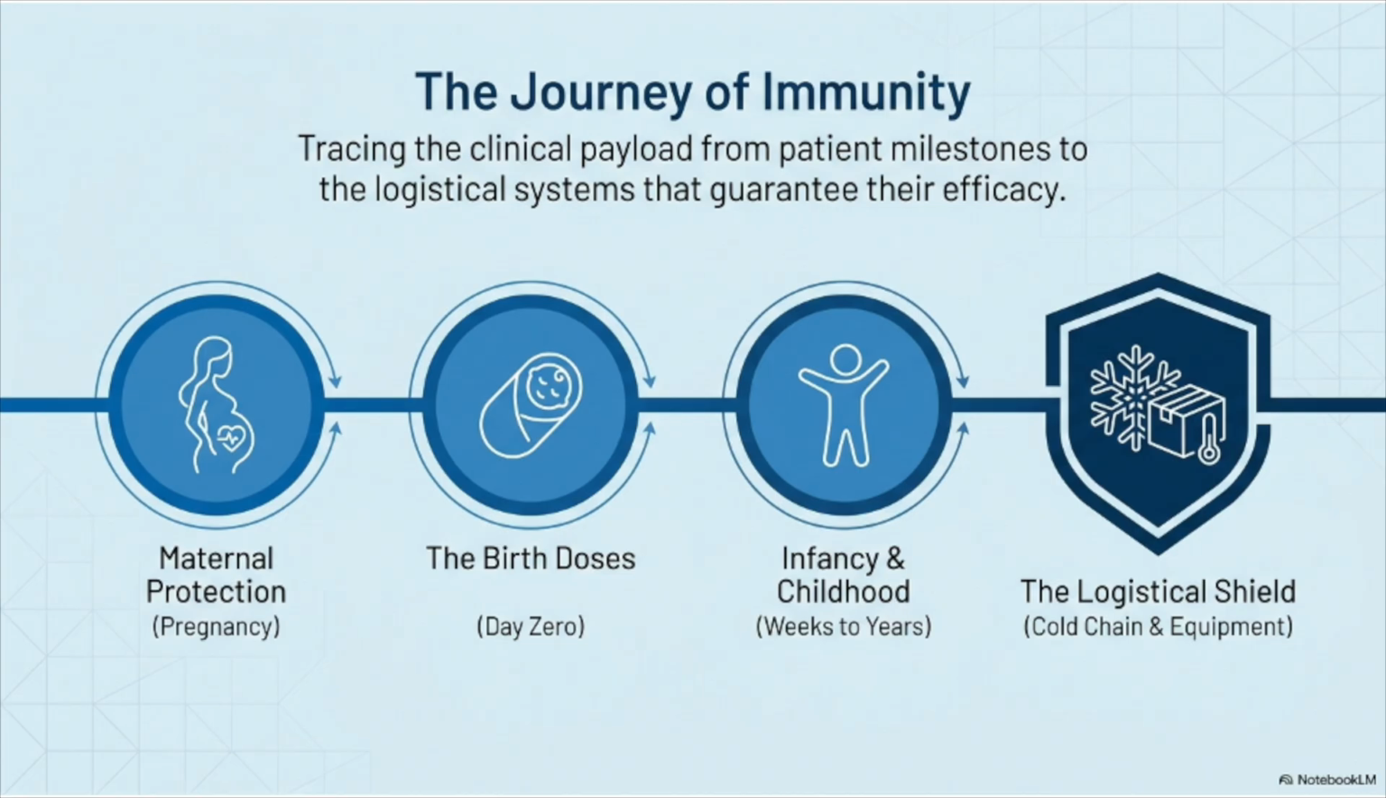Immunity has a journey. It begins with maternal protection during pregnancy, continues with the birth doses given to the newborn, moves through infancy and childhood with a series of scheduled vaccines, and is protected throughout by a logistical shield, the cold chain and equipment that keeps every vaccine potent until it is used.